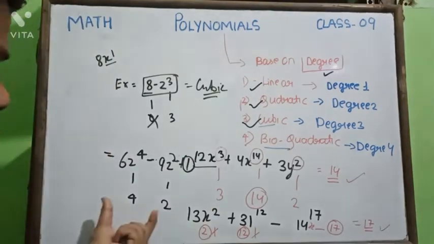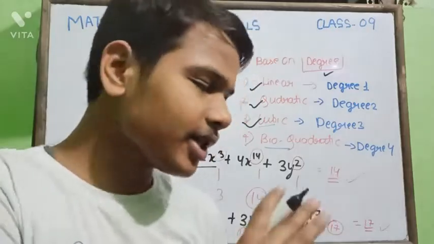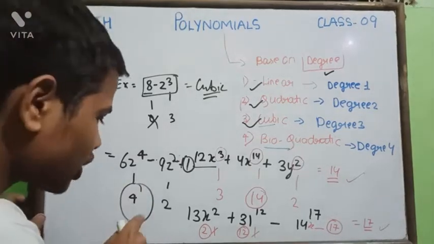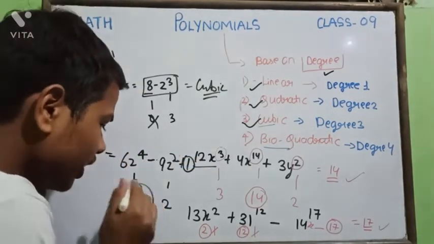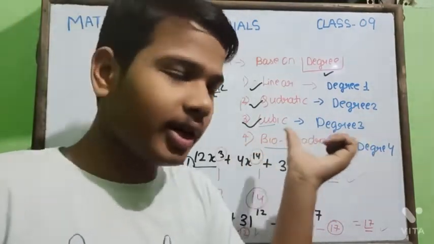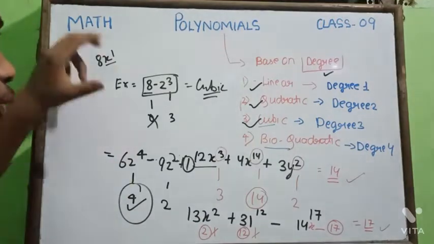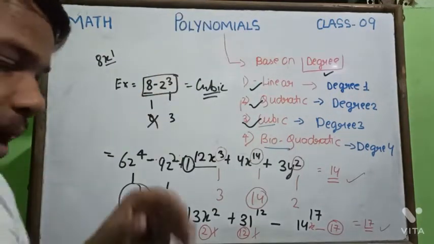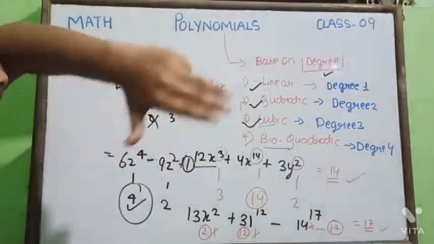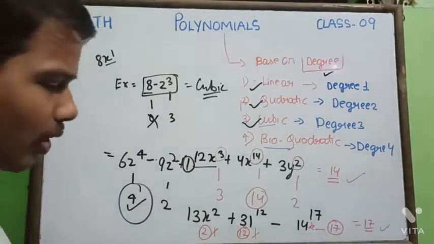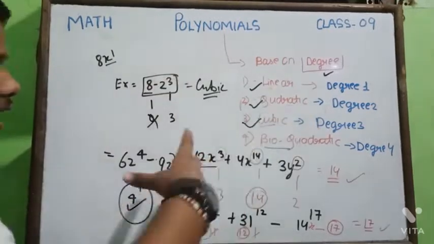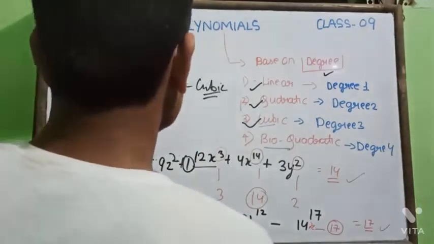So among these, which is the highest power? The highest power is this 4. So the highest power of a polynomial is called its degree, and the degree is 4. So degree 4 is called biquadratic. I hope you have understood the types of polynomials based on the degree, and you can write this for examples, or you can refer to your NCERT book or RD Sharma. And after this we will move on to the exercise.